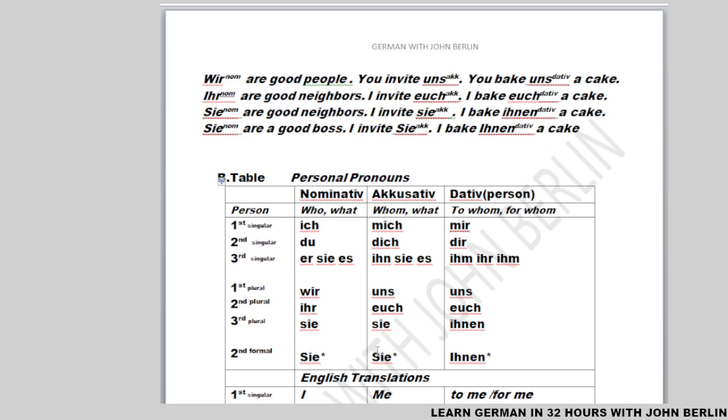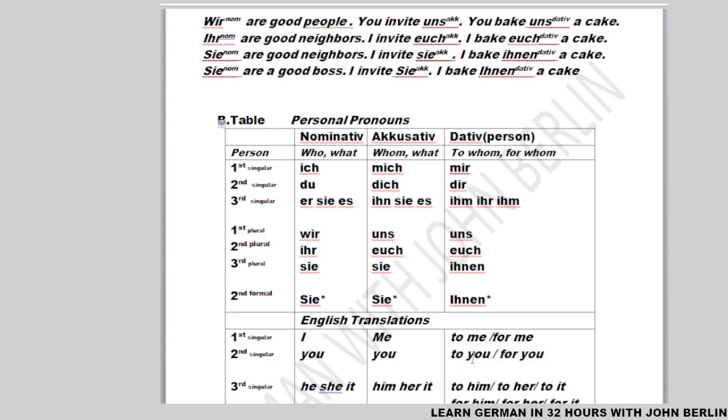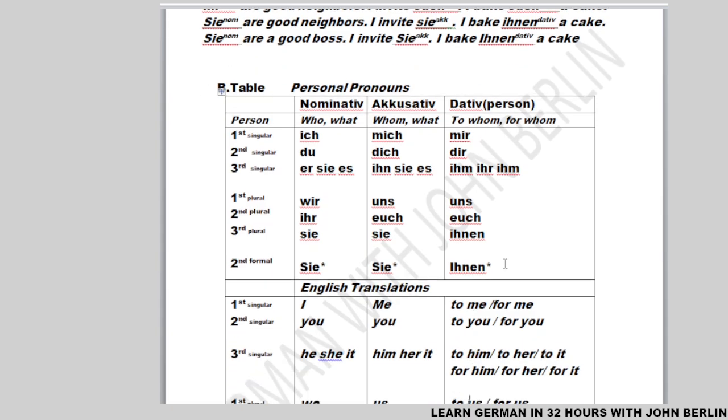Perfect. So this was our table. Ich, mich, mir, du, dich, dir, er, ihn, ihm, sie, sie, ihr, es, es, ihm, wir, uns, uns, ihr, euch, euch, and sie, sie, ihnen, with the extra pronoun for second person formal, Sie, Sie, Ihnen. Perfect. So I would like you to draw this table by yourself and learn it horizontally instead of vertically. Ich, mich, mir. Yes?